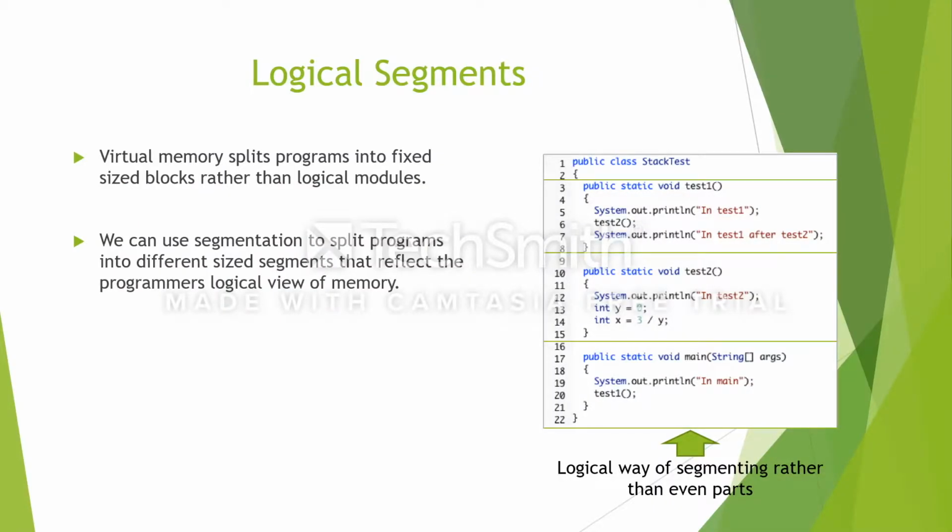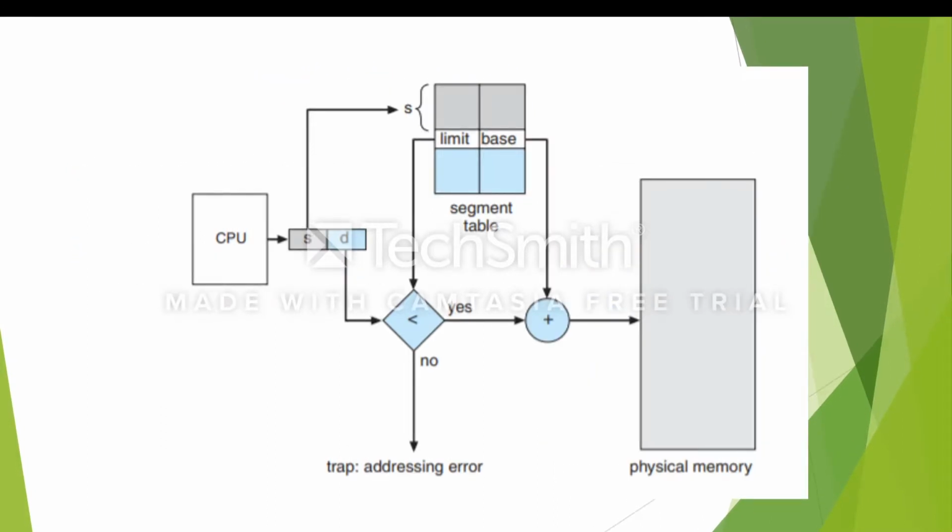Virtual memory splits programs into fixed-size blocks rather than logical modules. This could work, but there are better ways of splitting programs. We can use segmentation to split programs into different size segments that reflect the programmer's logical view of memory. In this example, we use segmentation to split the program into these common segments, known as the logical view of the program. This is an example of the segmentation hardware.